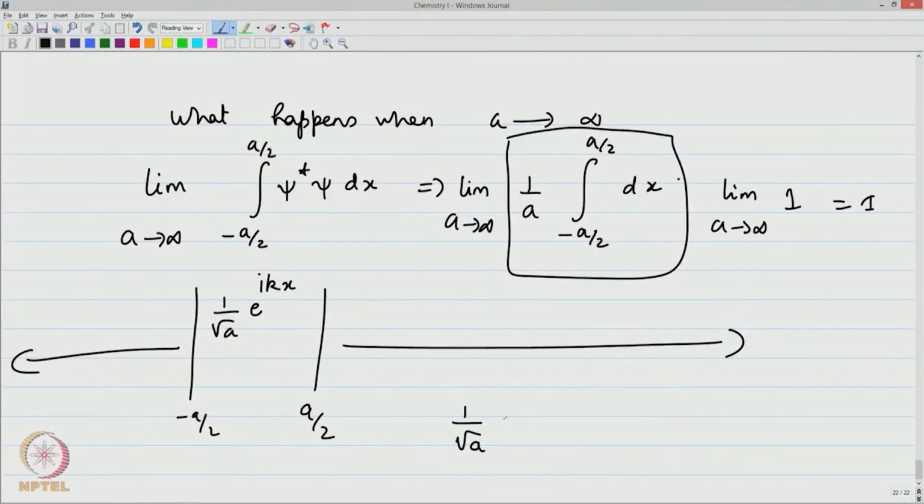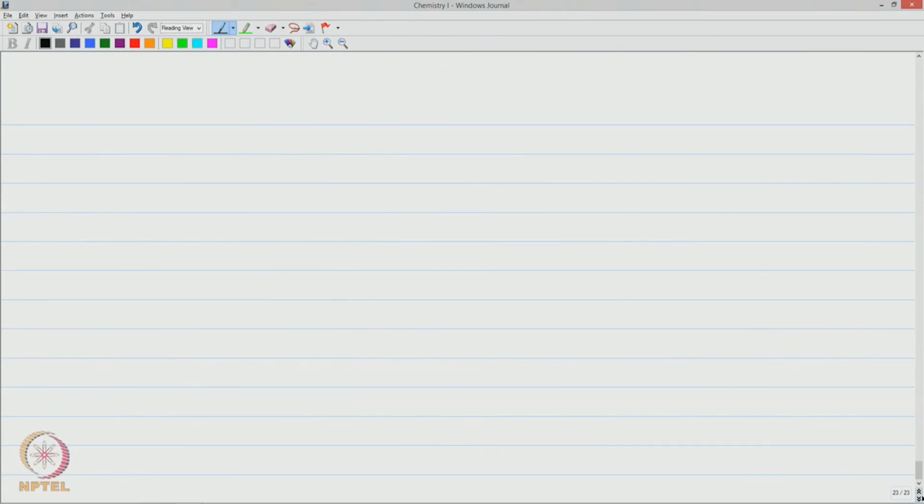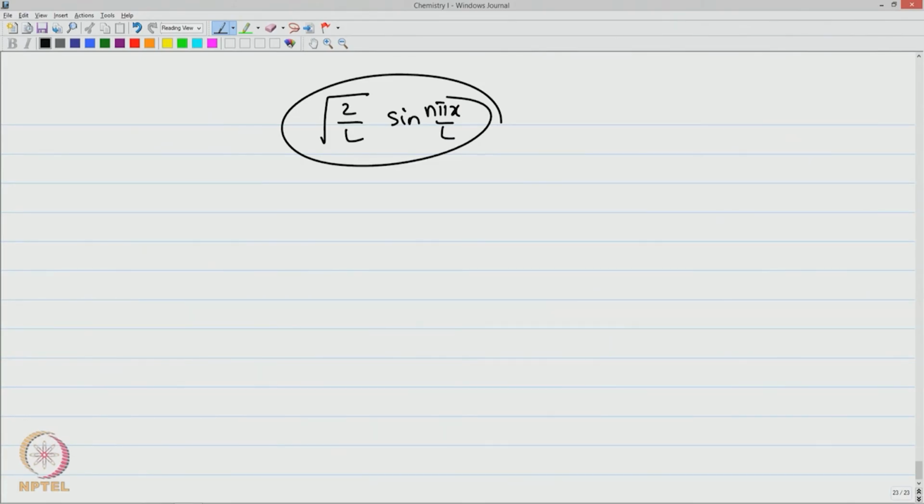So, this is a beautifully normalized, box normalized free particle wave function. This function, 1 by root a e to the i k x, is known as the box normalized free particle wave function. It is not a surprise if you remember the functions that you used earlier: root 2 by L sin n pi x by L. Similar things have been done, except that this is the imaginary part of e to the i k x. Otherwise, functionally there is no difference in the concept.